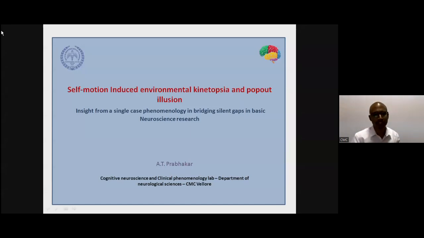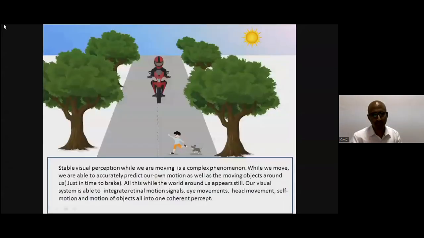Today I'll be talking about one patient who was just admitted with us last week, and the interesting insights that we got from trying to understand his clinical phenomenology. The title is Self-Motion Induced Kinetopsia and a Popout Illusion. And as we go, we'll see. So in this slide, you can see.